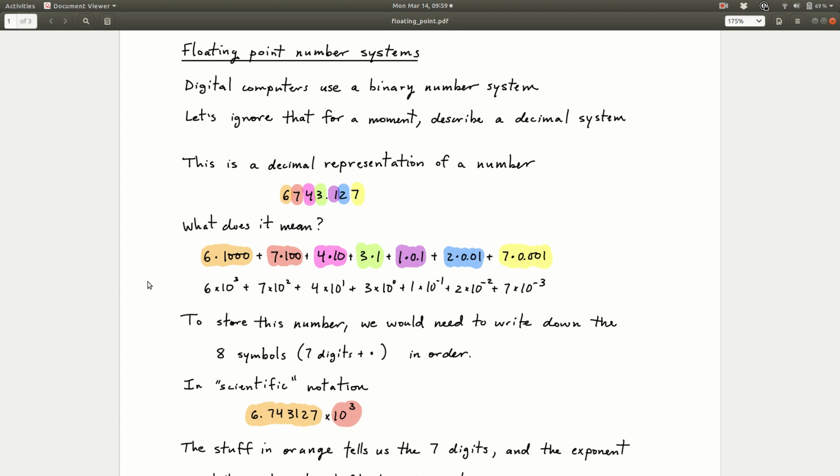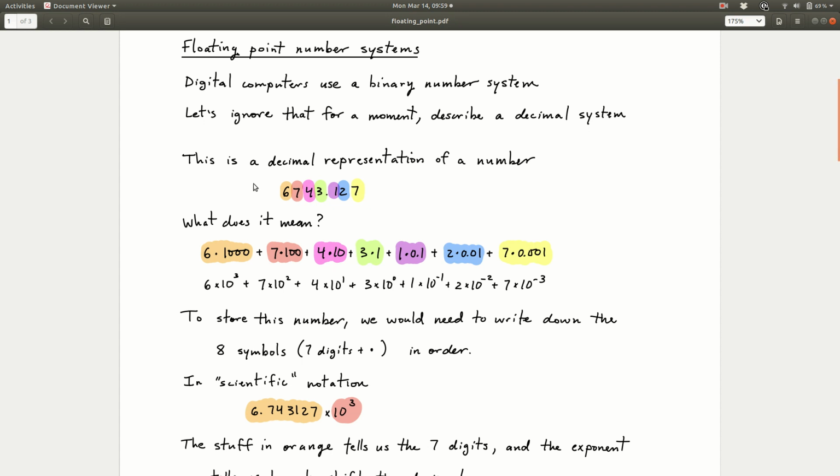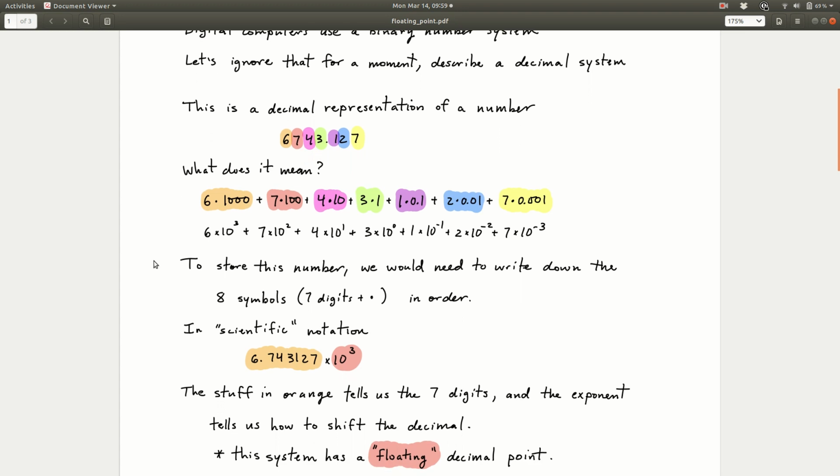Now, to store this number, we can think about how you would write it. So we're thinking about how you write it down. Let's think about how you would store it on a computer. To store this number up here, what we need to do is write down these 8 symbols. So there are 7 digits plus the position of the point. You would store 6, 7, 4, 3, period, 1, 2, 7 in order. And that's what we had to write down on this page in order for me to communicate what the number was to you. So the storage and this communication I'm thinking of as one and the same concept.